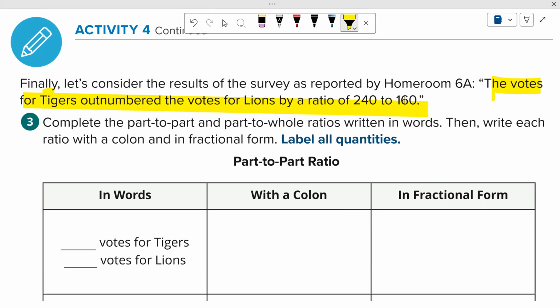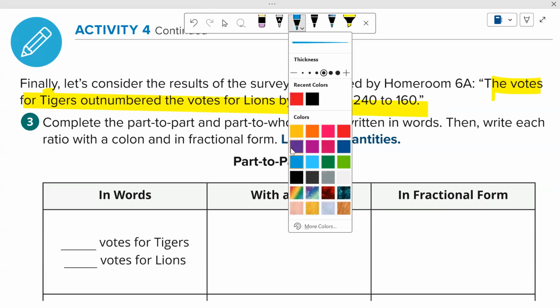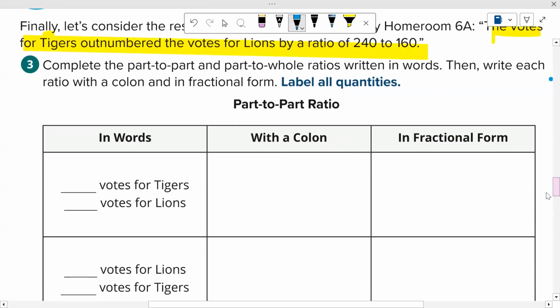It says complete the part to part and part to whole ratios written in words and then write each ratio with a colon and in fraction form. So maybe I like blue. Let me try a different color. I put a blue dot on the paper.